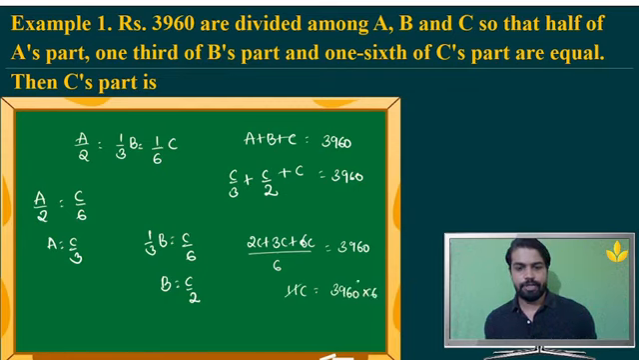When I solve this, I get 360. So 360 into 6 is my answer, which is 2160. I can even tell the value of A and B, but it's not required here. So our answer is only about C, which is 2160.